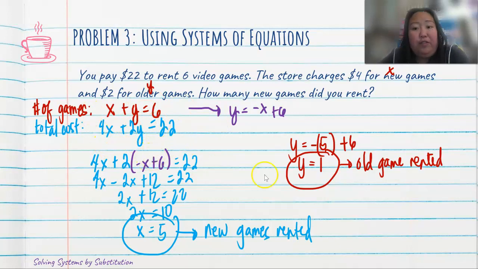Solving for one of the variables, so you can use the first equation. We can set it up as y is equal to negative x plus 6. Do your substitution. You will see that there are 5 new games that were rented and only 1 old game that was rented for this problem. All right.